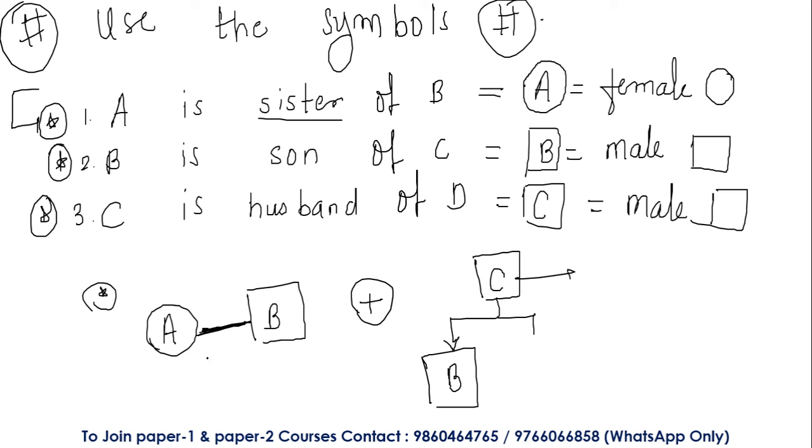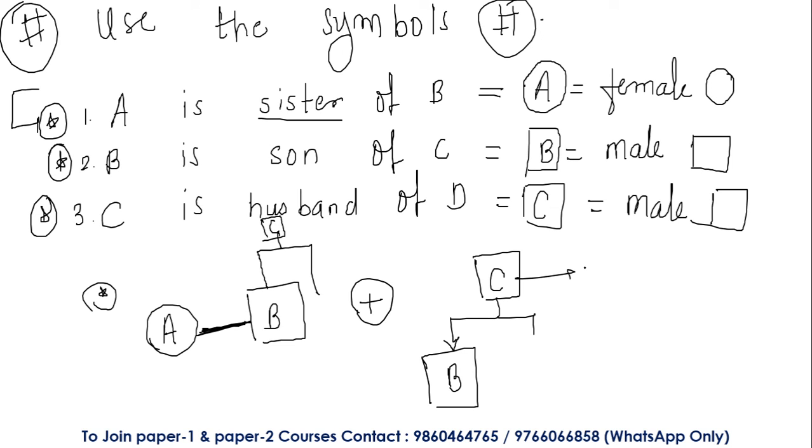How? A is sister of B, and again B is son of C. I have clubbed these two diagrams together. Now C is husband of D. It means D is compulsorily going to be the wife of C, because C is the husband, so D will be the wife.